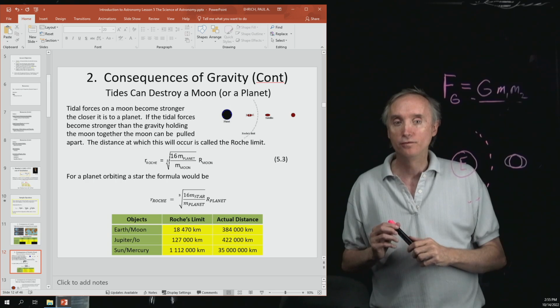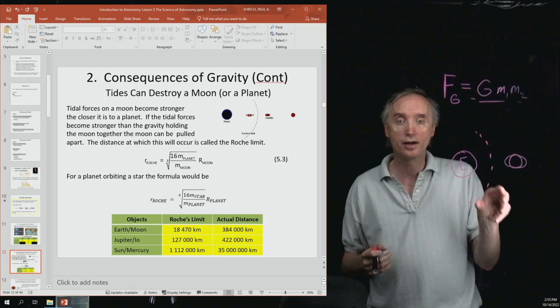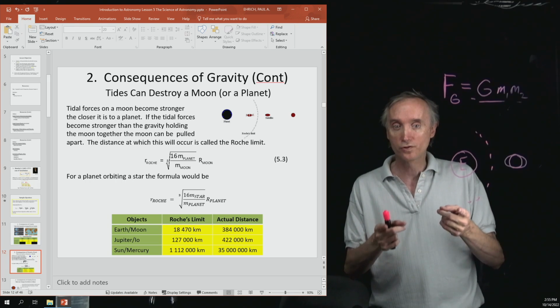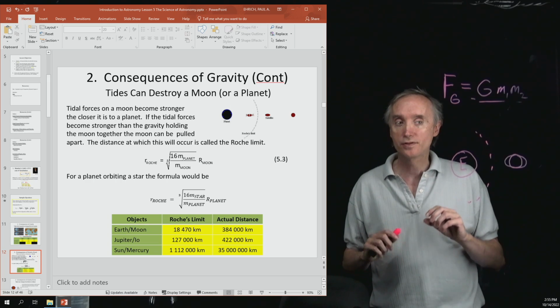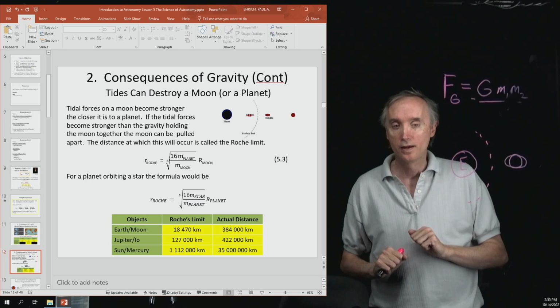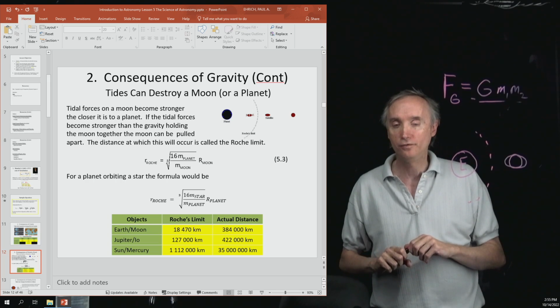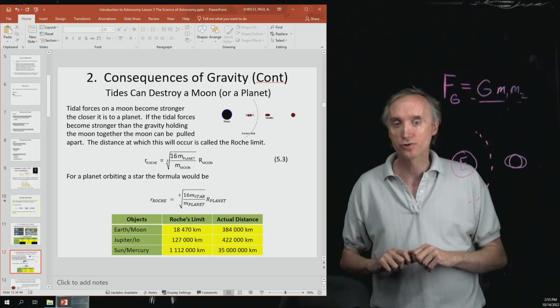And then I looked it up and found out its actual distance. The actual distance between Jupiter and Io is 422,000 kilometers. That's pretty close. Those two numbers, the 127 and the 422, are fairly close to each other. So that means that Io is almost on the verge of being pulled apart. And we're going to find out later when we talk about the moon Io that it's very, very volcanically active. And we're going to find out why later. It has to do with this Roche limit.